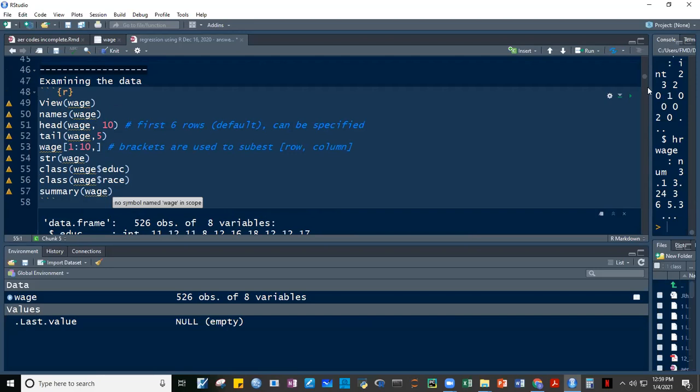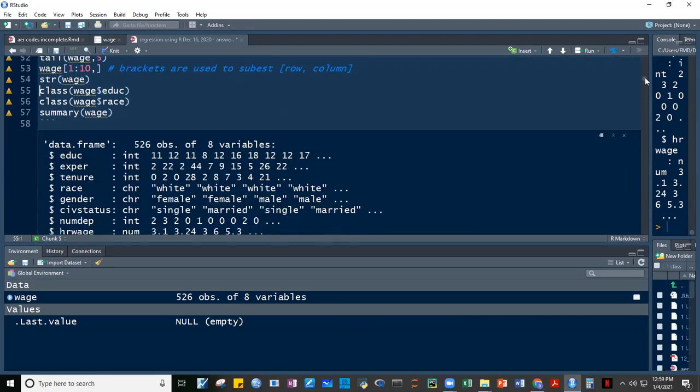Class, may character siya. Okay. So si race, dalawang klase, white at saka non-white. So how many dummy variables are we going to introduce there? Just one. Kasi the number of factors, white at saka non-white, dalawa yun, minus 1. So isa lang yung dummy variable natin.